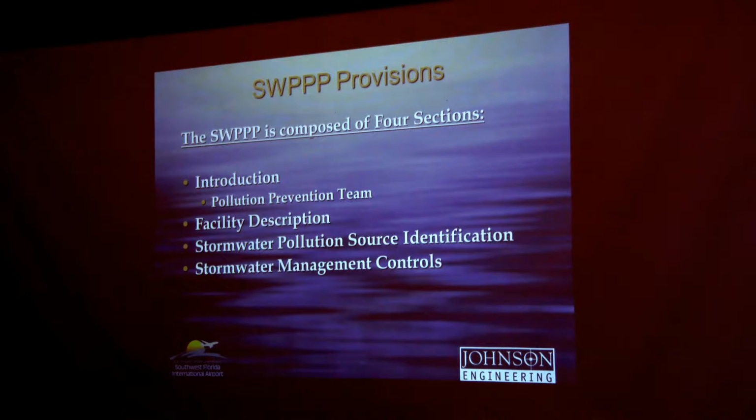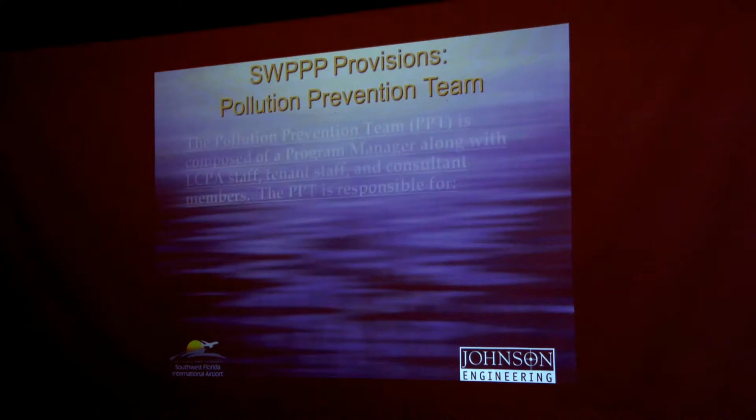The SWIP is composed of 4 sections. The introduction includes the SWIP organization, the program approach, and the pollution prevention team. The facility description includes the land use descriptions, physiography and climate, and the stormwater drainage system. Stormwater pollution source ID includes non-stormwater discharges, potential areas of pollutant contact, inventory of materials, historic spills and leaks, and sampling data. And the stormwater management controls include existing controls that we use now, recommended BMPs, and the BMP implementation plan.